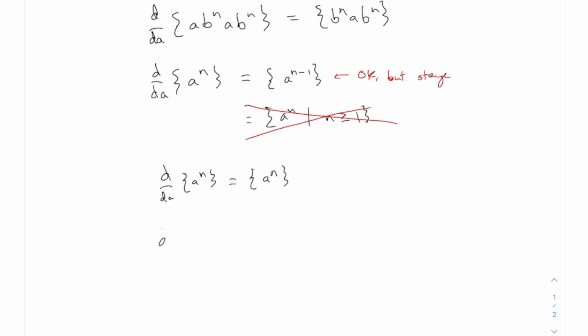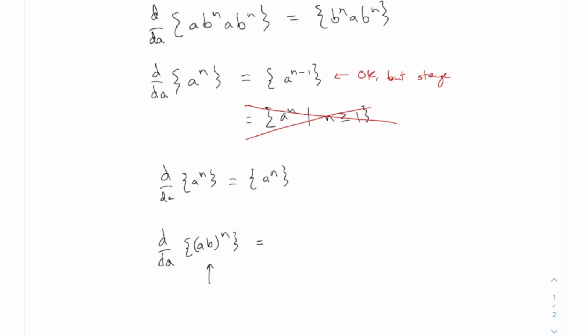Somewhat strange, I suppose, but it's true. How about this? Here's another weird one. You start with everything that looks like ab to the n, and you remove a from the beginning. What do you think? B a to the n? Is that what you said?